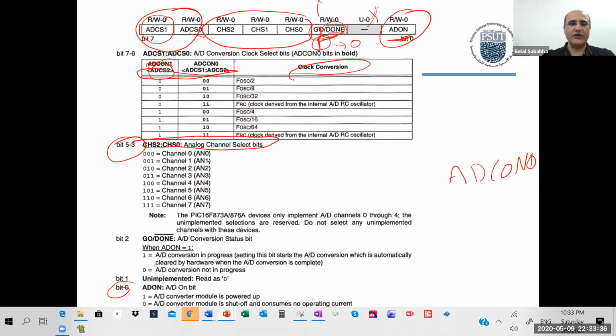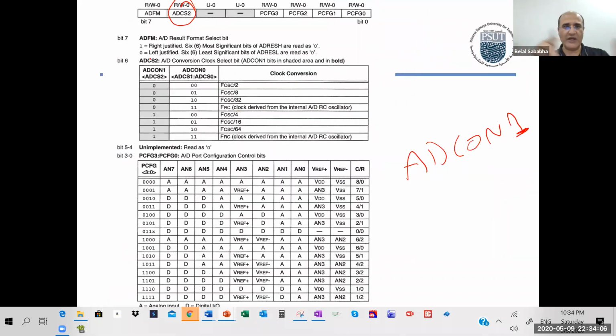Okay? So we can use the oscillator frequency divided by 2, by 8, by 32, by 4, by 16, by 64, or we can choose an RC clock. Okay? The RC clock is different from the oscillator. So what is the right frequency? We'll look at it a little later. But using these 3 bits, we select the frequency. 2 bits of these three are in ADCON 0 here, and this bit is in ADCON 1, on the next page. Okay? It's the same table. With the other two bits we select the clock conversion speed.